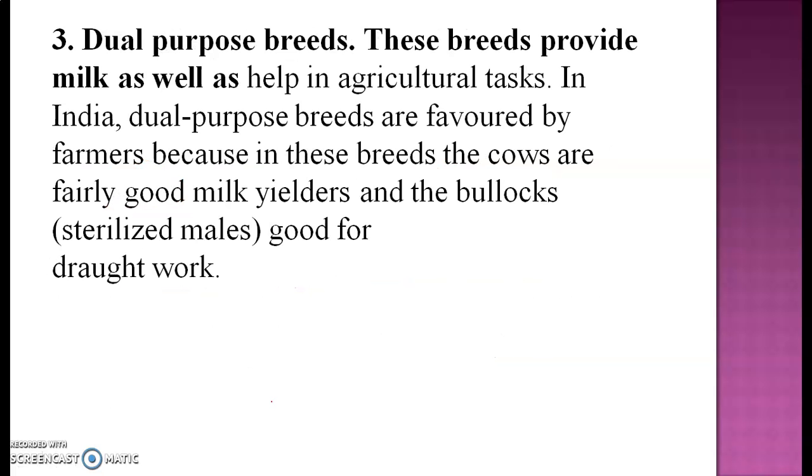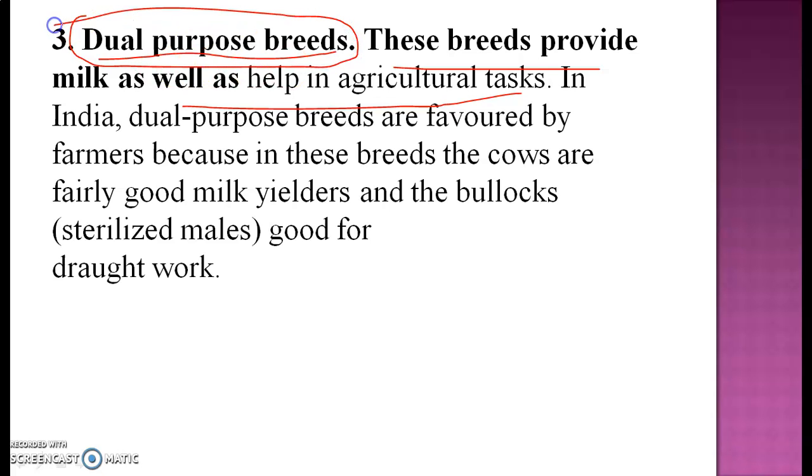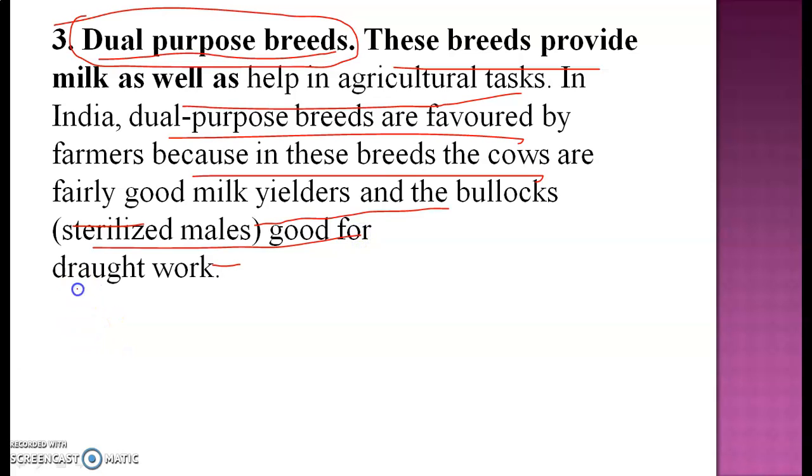Next we have dual purpose breeds. In the case of dual purpose breeds, children, these breeds provide milk as well as help in agricultural tasks. That is the reason we call them dual purpose breeds. Fine. ये agriculture tasks भी perform करेंगे and they are able to provide milk as well. In India, dual purpose breeds are favored by farmers because in these breeds the cows are fairly good milk yielders and the bullocks, that is the sterilized males, are good for draught work.